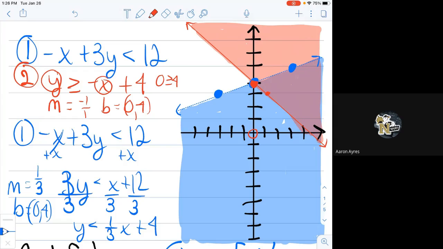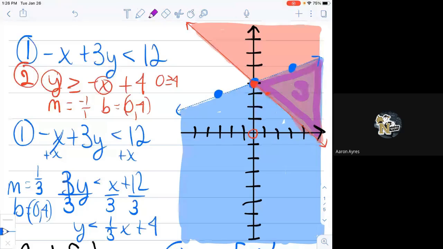So, you might have noticed now these two lines divided your plane into 4 regions. One region is all red, one region is all blue, one region has no shading, one region has both shadings. Where's the solution? In the purple. Where the shadings intersect. Exactly. That's why I did red and blue, because red and blue make purple. And there is your solution.